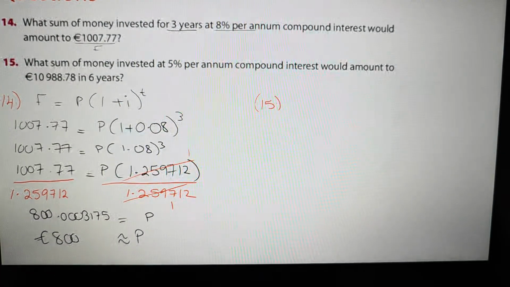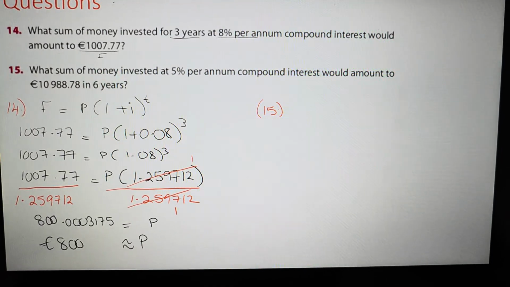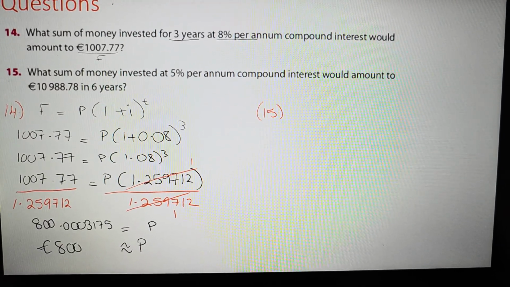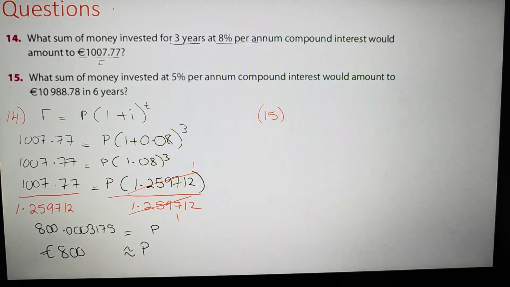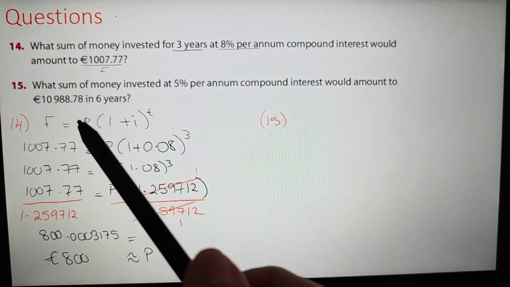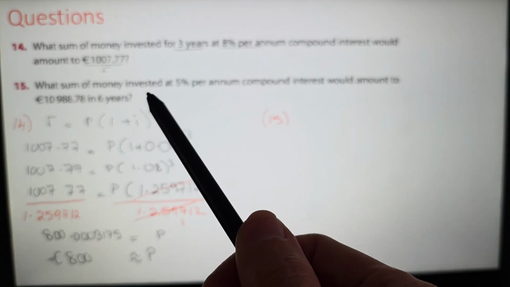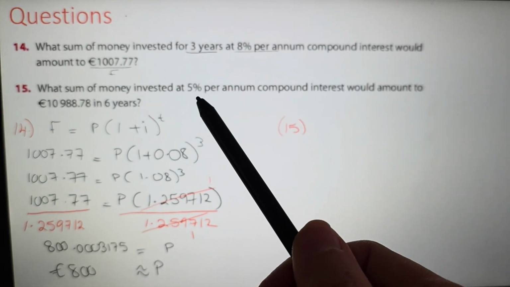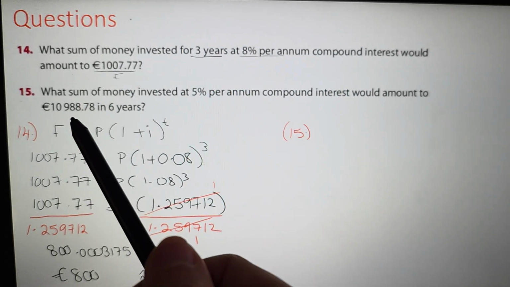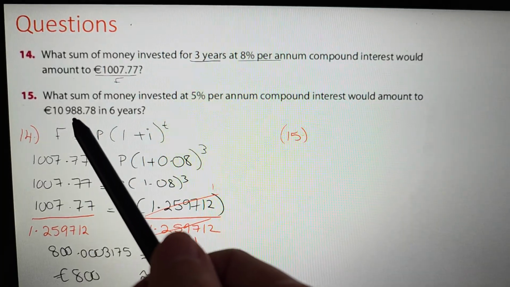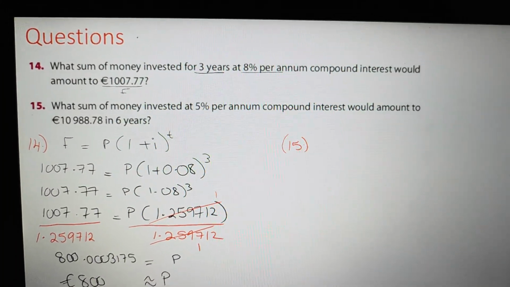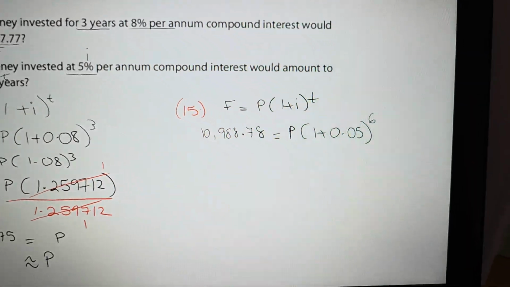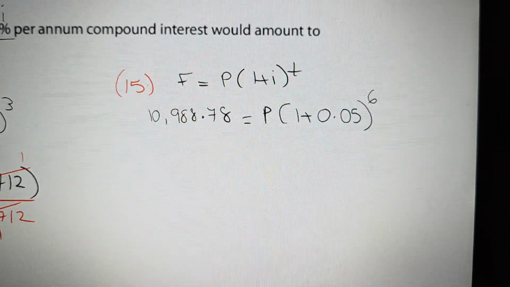Question 15. What sum of money was invested at 5% per annum compound interest, if it amounted to €10,988.78 after 6 years? Okay, so again, what sum of money was invested? That means what's P? The interest rate is 0.05 as a decimal. F is the final value, which was €10,988.78, and 6 is T. So I sub into my compound interest formula.